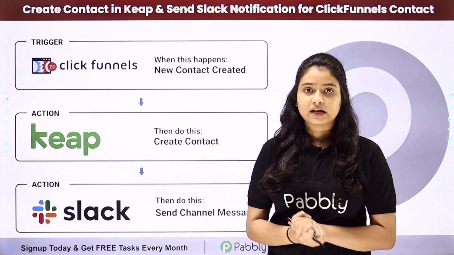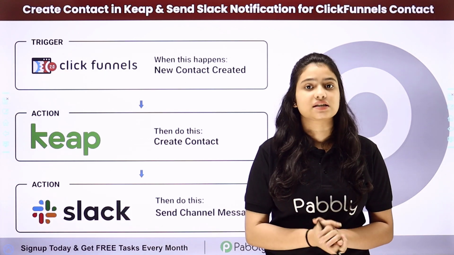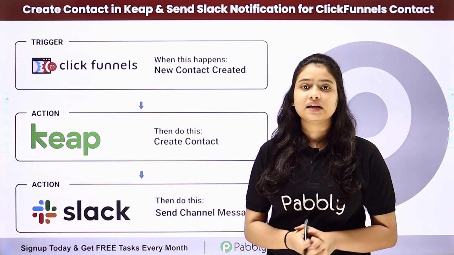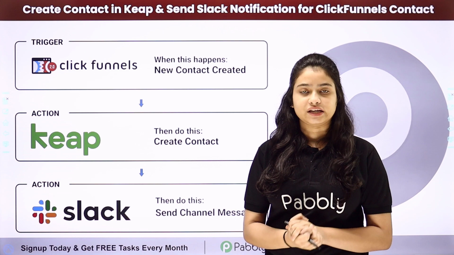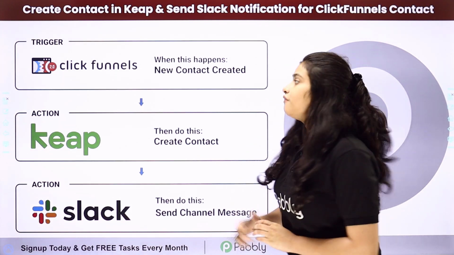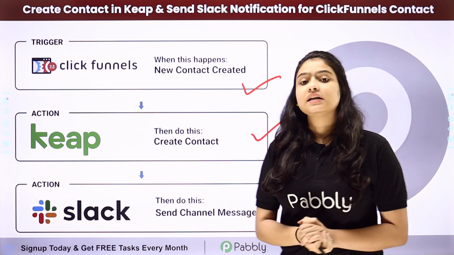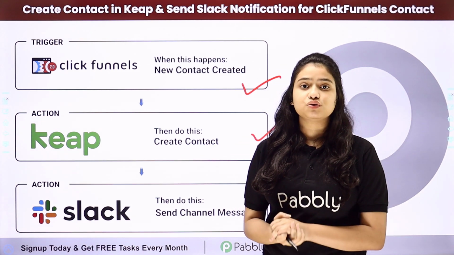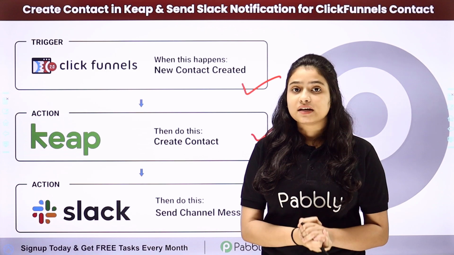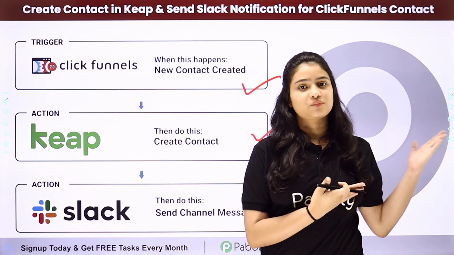For that you will have to build an integration between all these applications, and to do the same we are going to use Pabbly Connect, which is an amazing automation and integration software. Now what we are going to do, we have ClickFunnels in our trigger, Keap and Slack in our action. So we will be connecting all of them by using Pabbly Connect in order to automate this entire process. And to learn this entire process step by step, let me take you all to my screen.